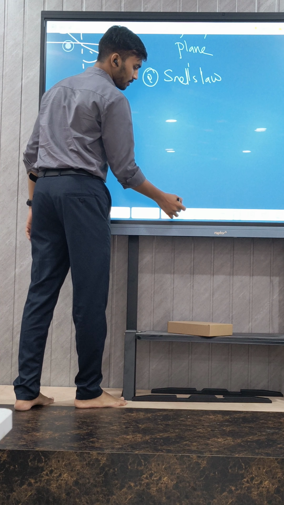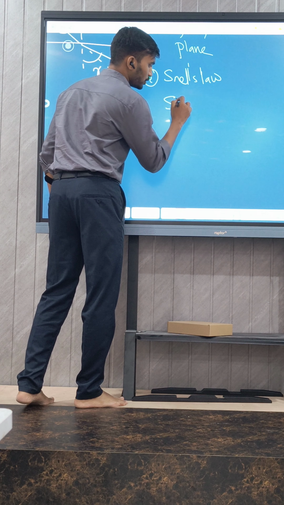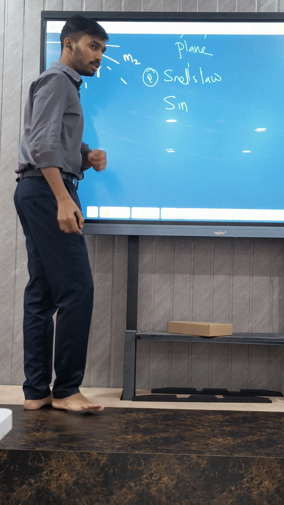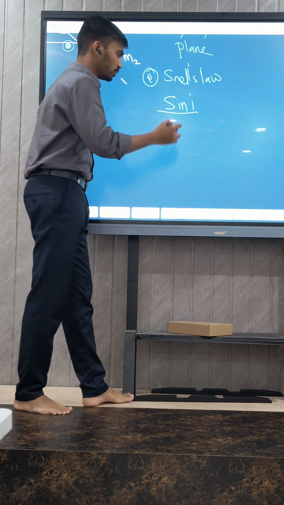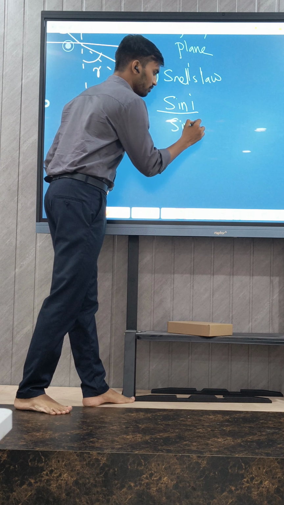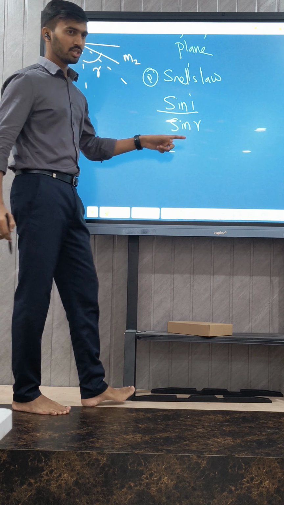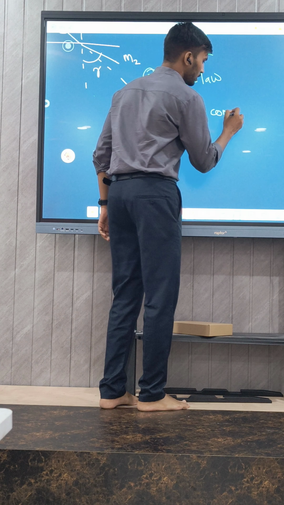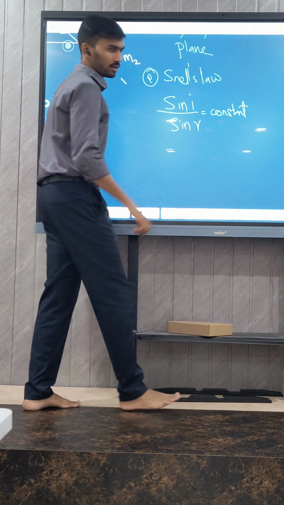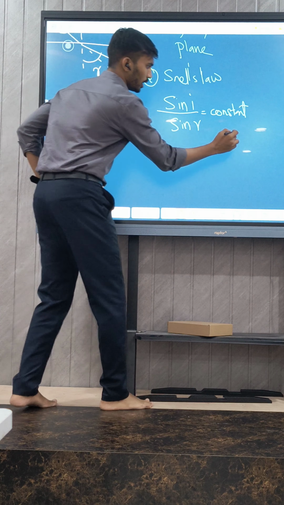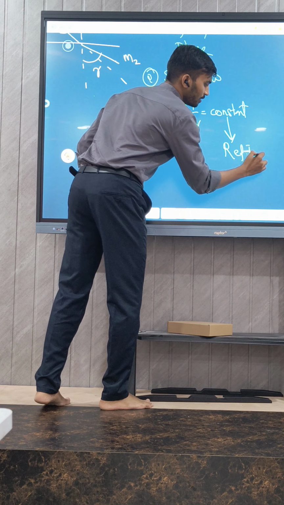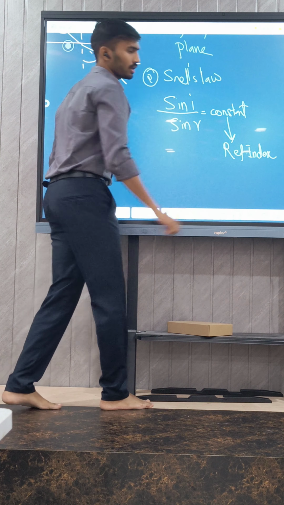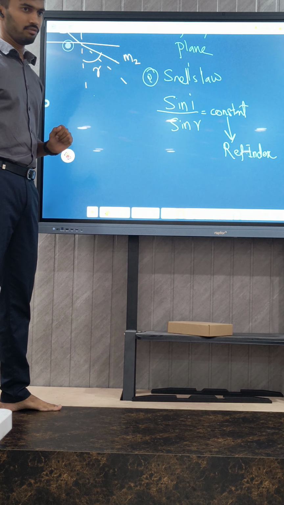Sin i by sin r, very good. Ratio means division. The ratio of the sine of the incident angle to the sine of the refraction angle is always a constant. This constant is called the refractive index.